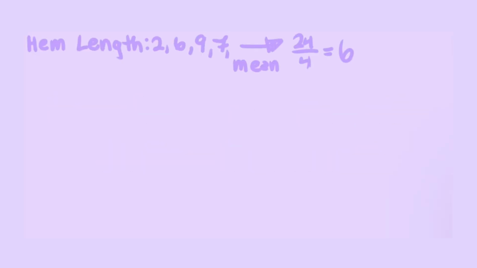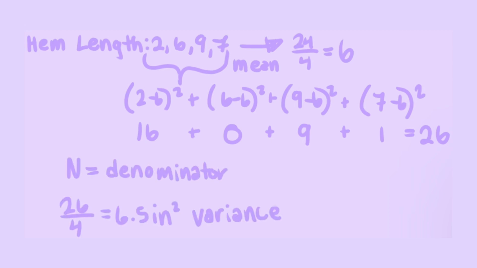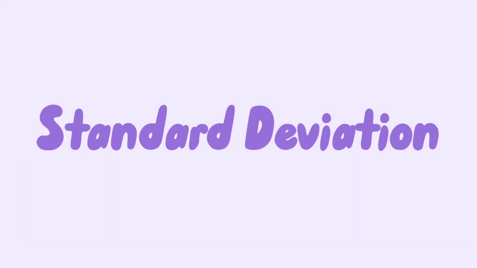The first step of finding the variance of a data set is finding the mean, the process which we went over earlier. As you can see here, the mean is 6. The next step is subtracting the mean from the individual hem lengths. The factory manager would then add up these values, getting a result of 26. He would divide this result by the number of data points in this set, in this case 4, and get a variance of 6.5.